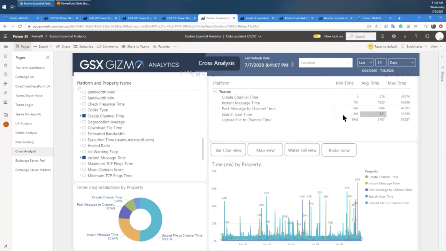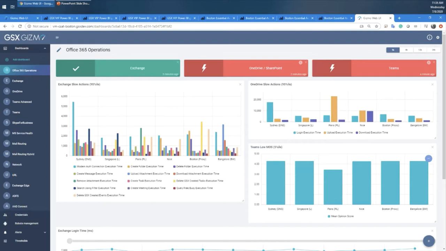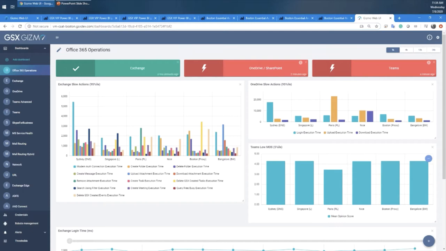And going into the real-time web UI, the concept for this is to understand what is occurring right now in your Office 365 infrastructure across every monitored location. Quickly identify which workloads are affecting your end users. This Office 365 operations view lists all the major workloads. The top tiles brief you on the latest test results, while the charts illustrate a collection of the past hour. It can also be maximized to 24 hours.